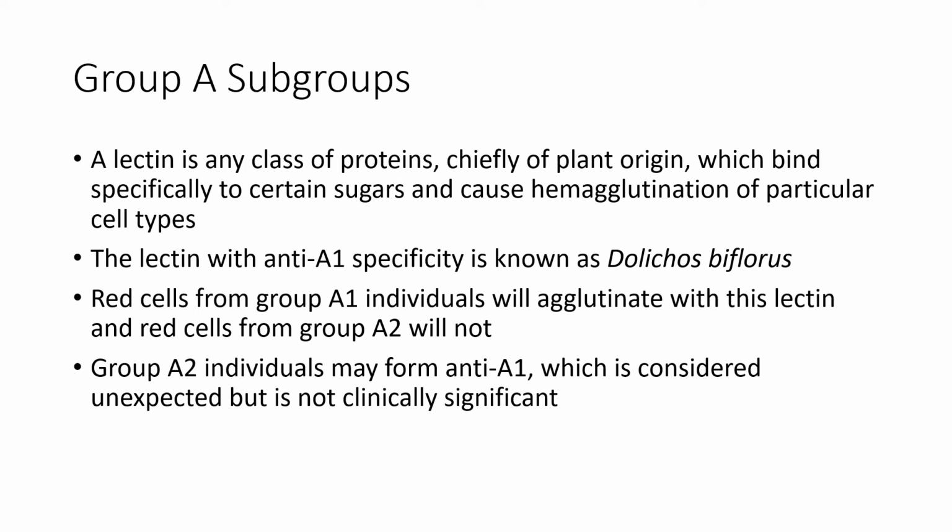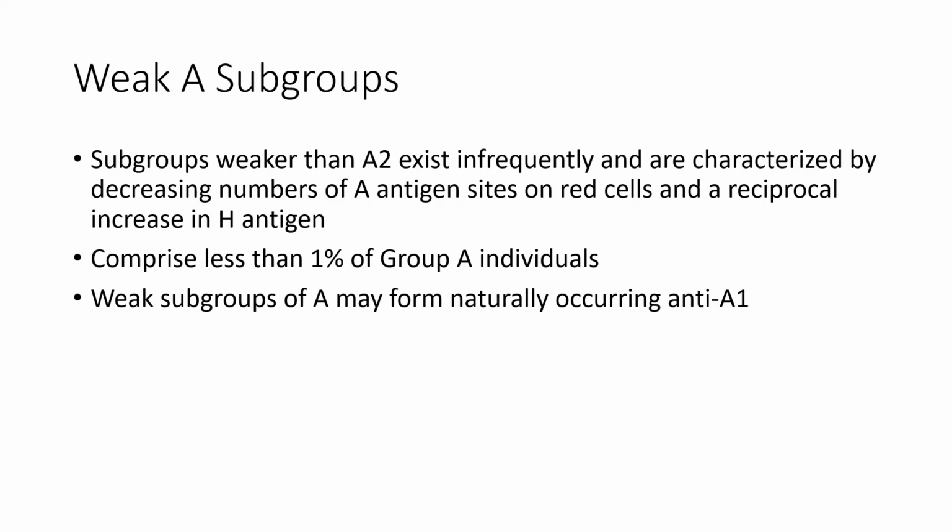However, instead of transfusing these patients with type A, we will use type O. There are other weaker subgroups which exist, but they are very rare. They have a decreased amount of A antigen sites and an increase of H antigens. These are less than 1% of the group A individuals. Weak subgroups of A may form naturally occurring anti-A1, and they may type as type O.